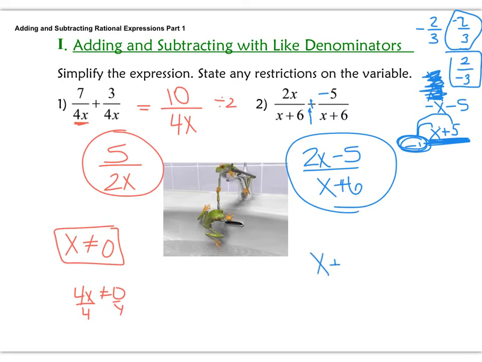Restrictions, remember those come from your denominators. X plus 6 is not allowed to be 0, so x cannot equal negative 6. And there's my restriction.